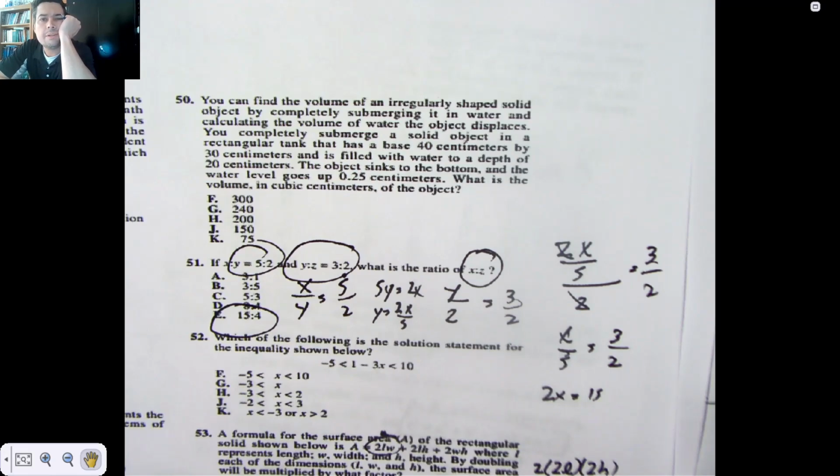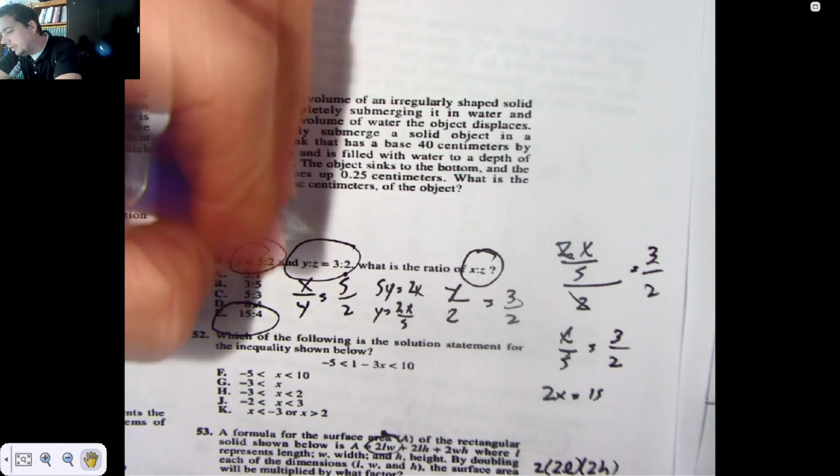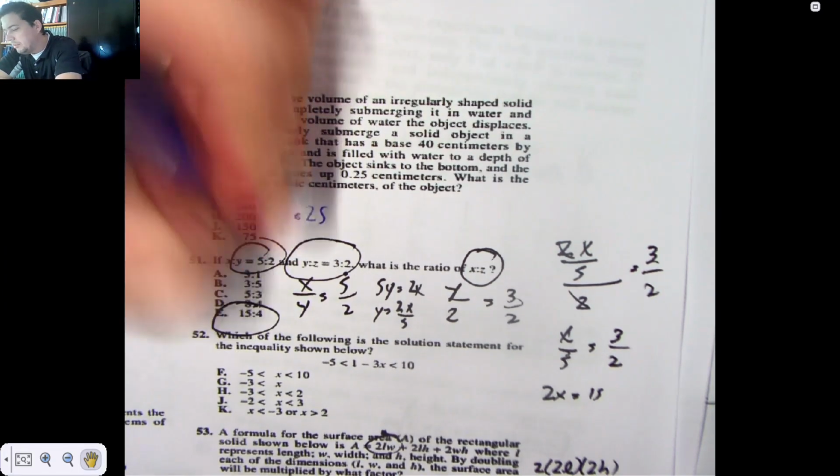You completely submerge a solid object in a rectangular tank that has a base of 40 by 30 and is filled with water to a depth of 20. The object sinks to the bottom and the water level goes up by 25 hundredths of a centimeter. What is the volume in cubic meters of the object? So it goes up by 25 hundredths of a centimeter. That's the height.